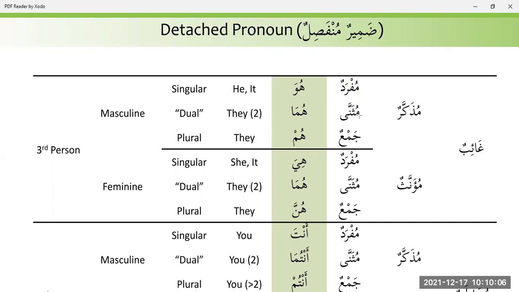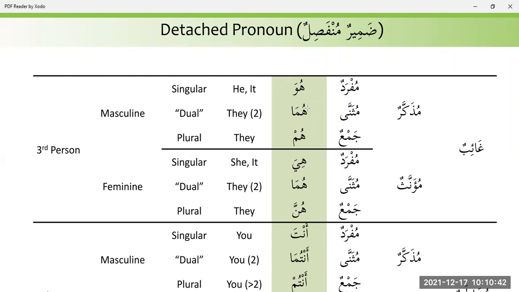Okay. He and it. In Arabic, it is huwa. For ghaib muzakkar mufrad, we use huwa. Third person masculine dual. In Arabic, ghaib muzakkar musanna is huma. Huma means they two. We use it for two persons.